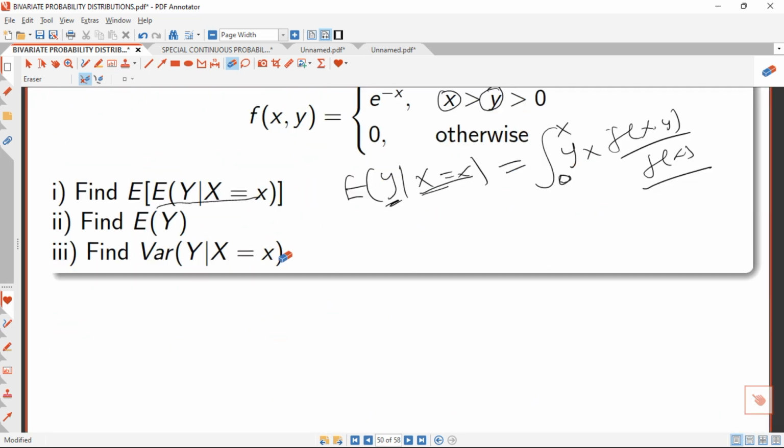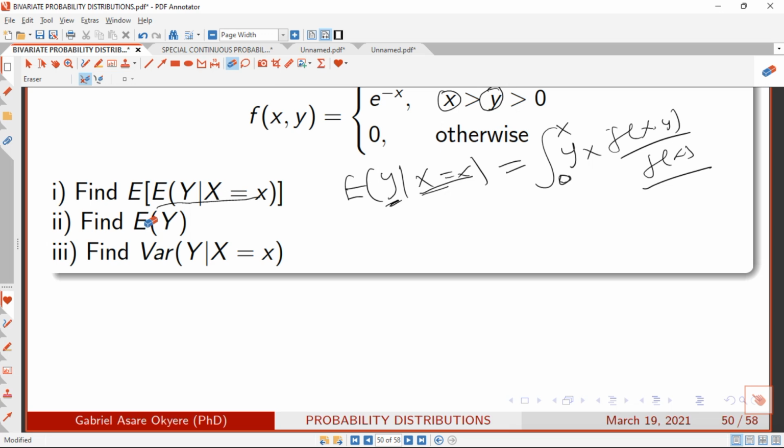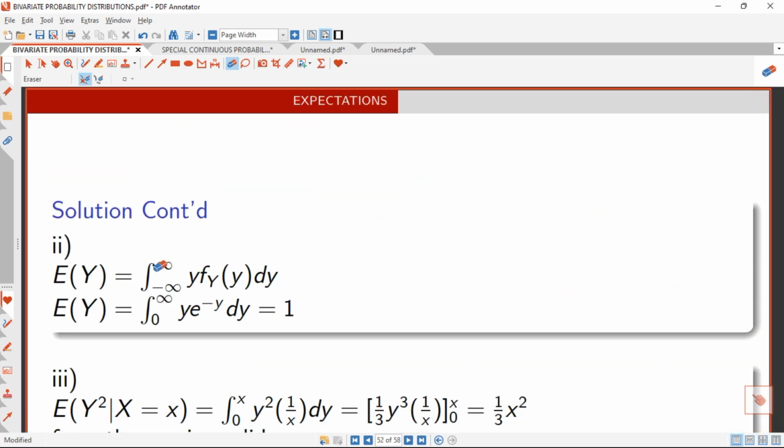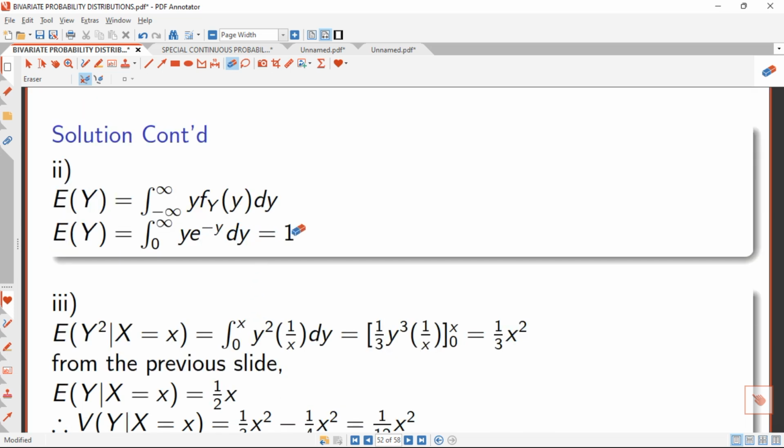What about part II? Part II says we should find the expectation of y. For the expectation of y, it will be y times the marginal of y. Our marginal of y was e raised to the power negative y. So here it will be y times e raised to the power negative y dy. If you do it very well, our result will be 1.